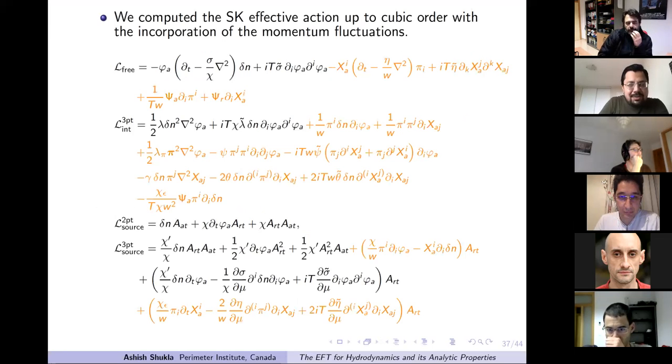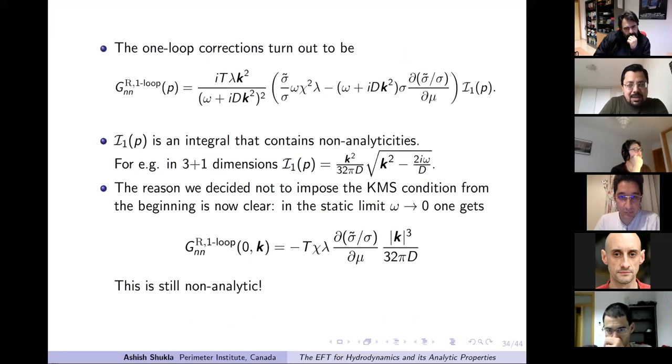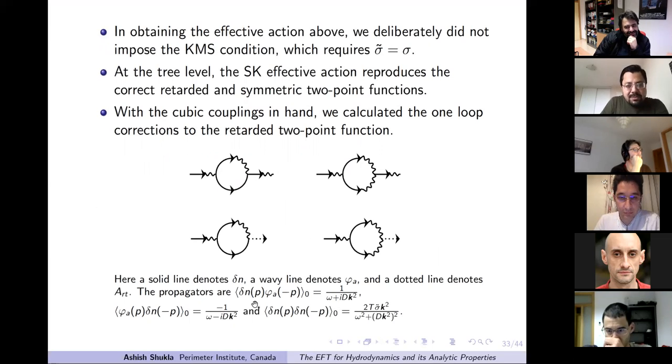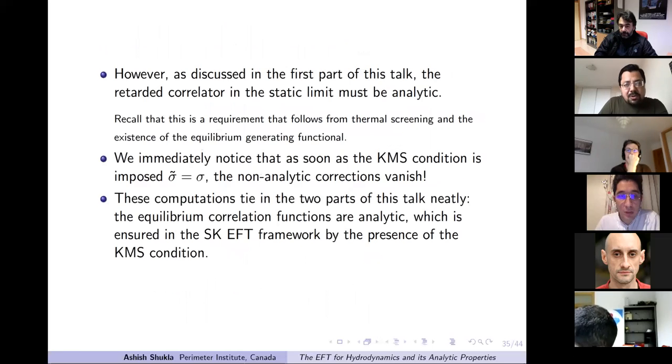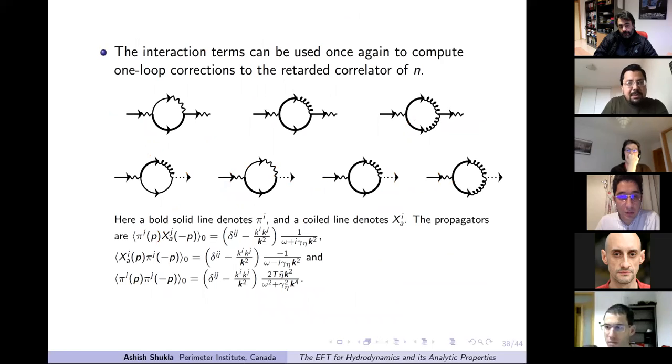I'm very sorry, I should have explained it. When I was just looking at the pure diffusive sector, with no energy momentum fluctuations included, my solid lines are fluctuations in the charge density, and my wavy lines are my associated noise partner phi A, and the dashed dotted line is essentially the background field A. And when I go to the energy momentum sector as well, then my bold solid lines are the momentum fluctuations pi I, and these coiled lines are the associated noise partners, capital X mu.